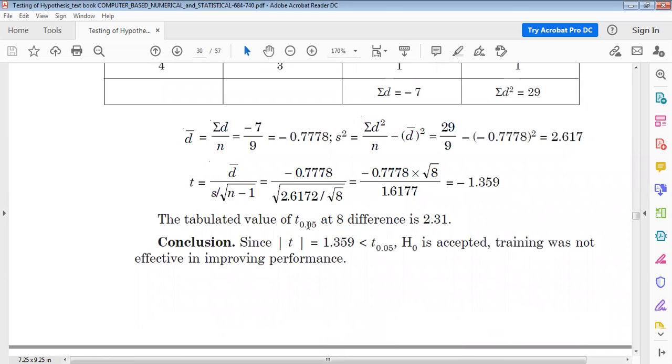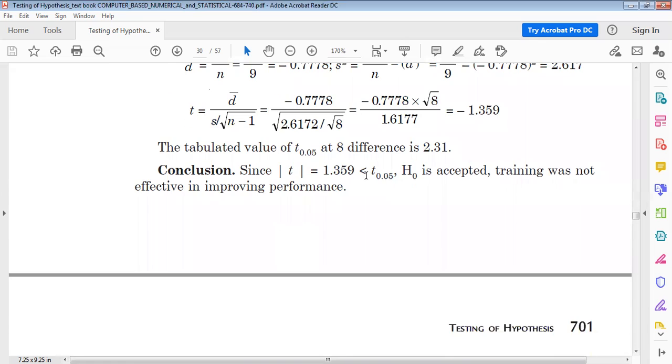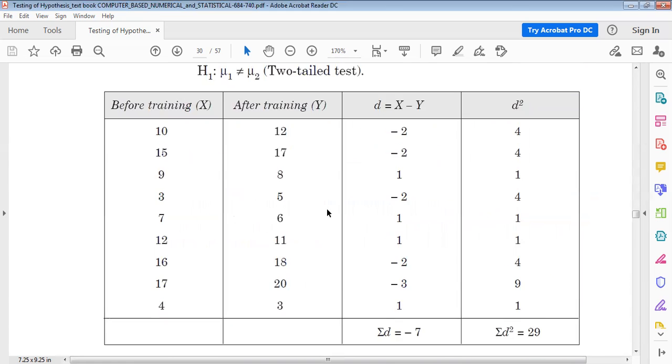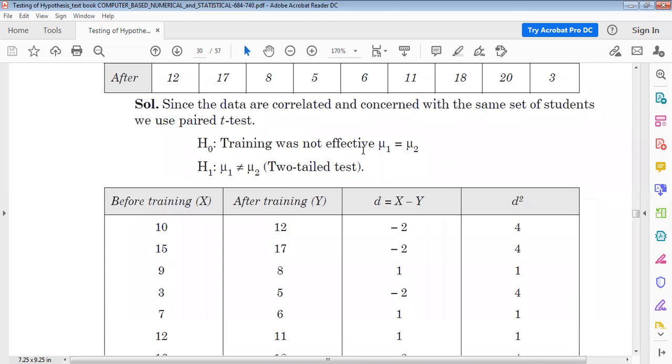9 minus 1. So at 5% from the table we get 2.31, but this absolute value is less than the table value. So H naught is accepted. If less than, the null hypothesis is always accepted. So training was not effective in improving performance. The null hypothesis was that training was not effective, so we can take this statement and reject the alternative.